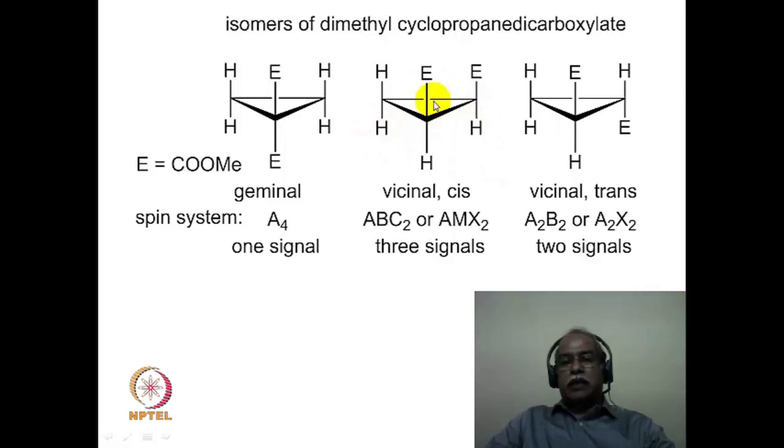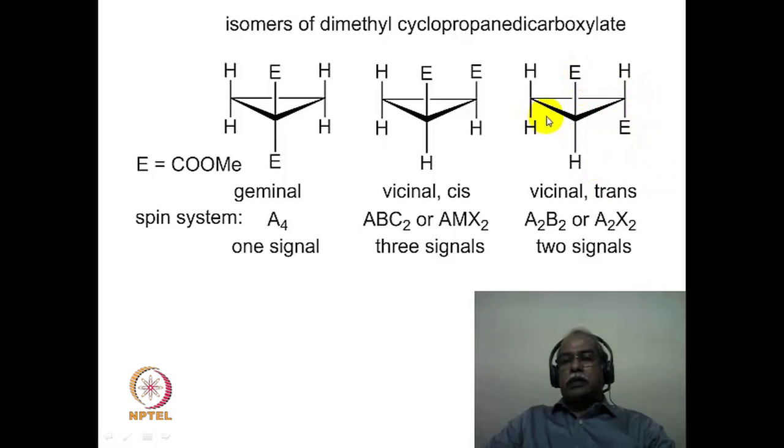So this would essentially give four signals, including the ester signal. And if you look at this particular compound, there is no plane of symmetry. However, there is a C2 axis of symmetry passing through this carbon and passing through the middle of the carbon-carbon bond bearing the ester functional group.